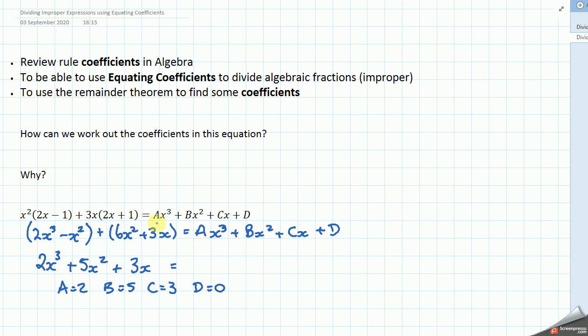It's a lot easier to graph this expression, the 2x cubed plus 5x squared plus 3x, than it is these brackets separately. So it's not about simplifying expressions. We are now trying to divide them to see what things are happening. So let's move on to the tricky one.